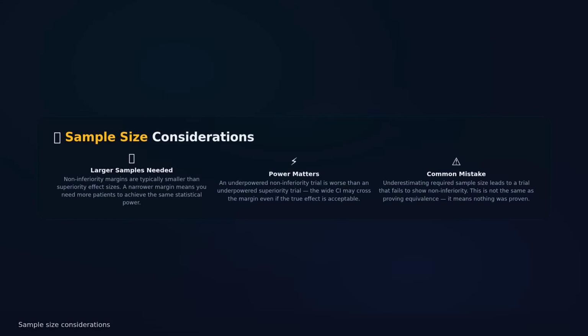Non-inferiority trials often require larger sample sizes than superiority trials because the margin is smaller than the effect size you would target in a superiority trial. The sample size calculation depends on the chosen margin, the expected event rate in the control group, and the desired statistical power. A common mistake is underestimating the required sample size and ending up with a trial that is too small to demonstrate non-inferiority, which is not the same as proving equivalence. An underpowered trial just fails to show anything.